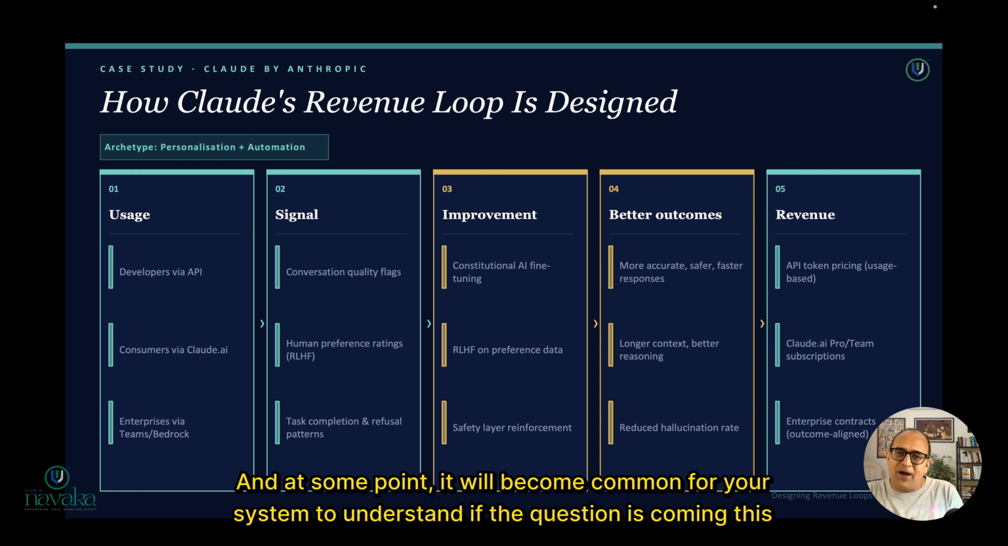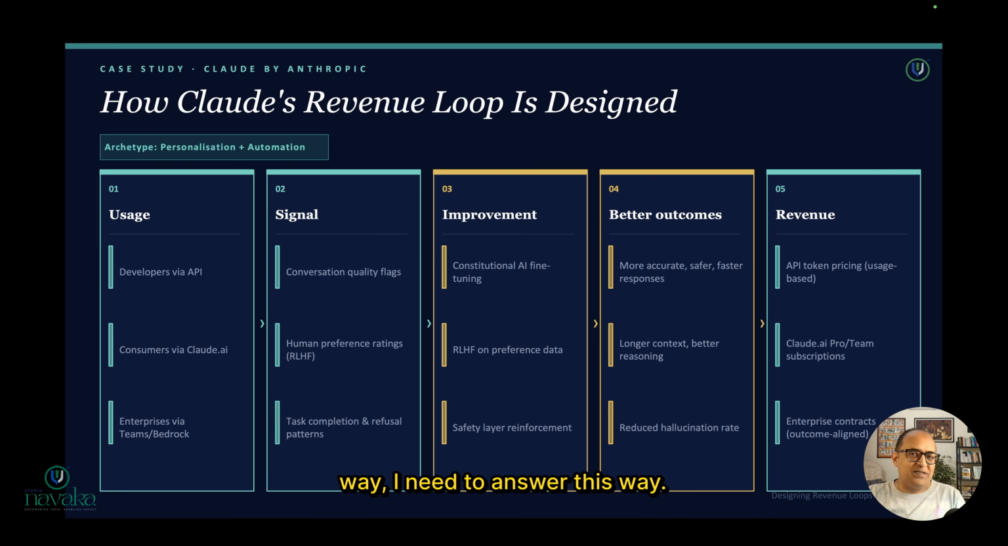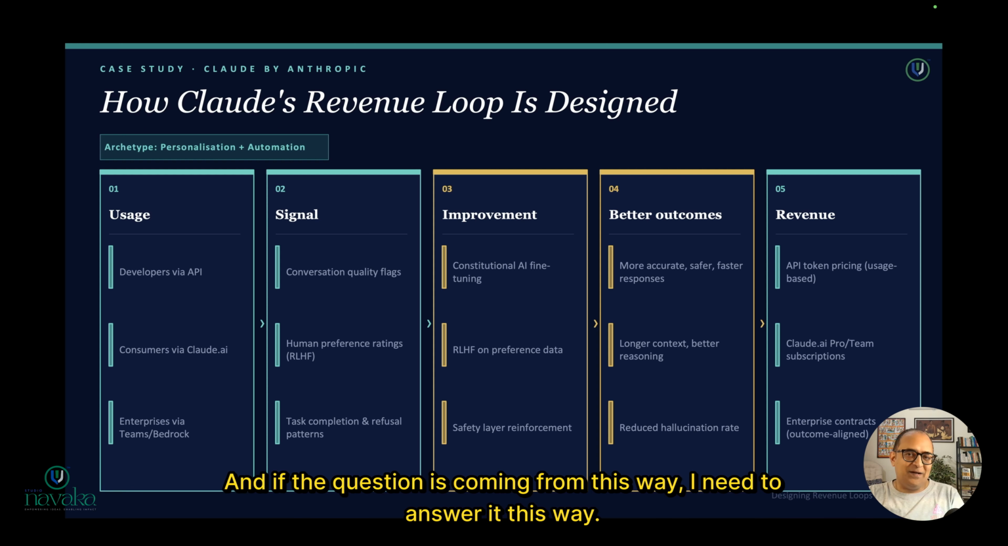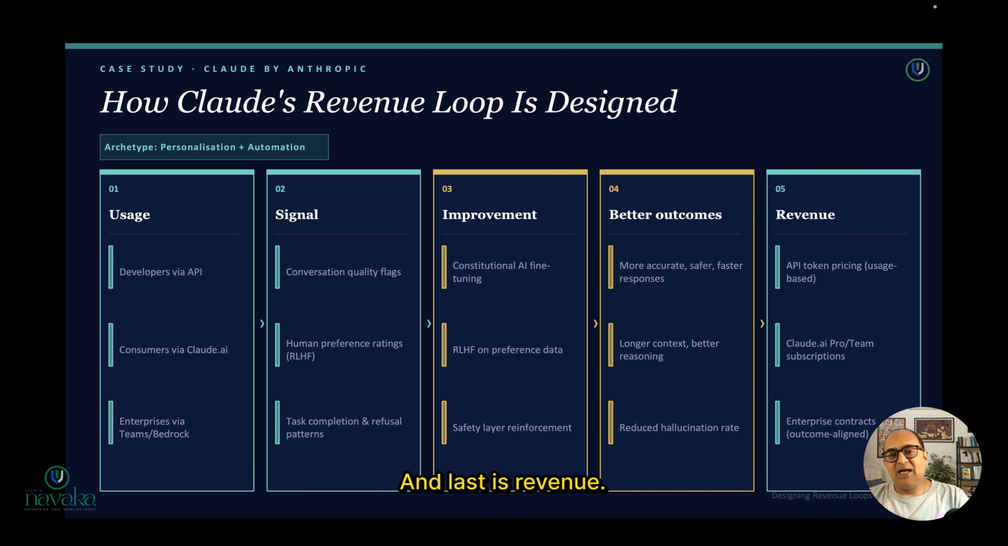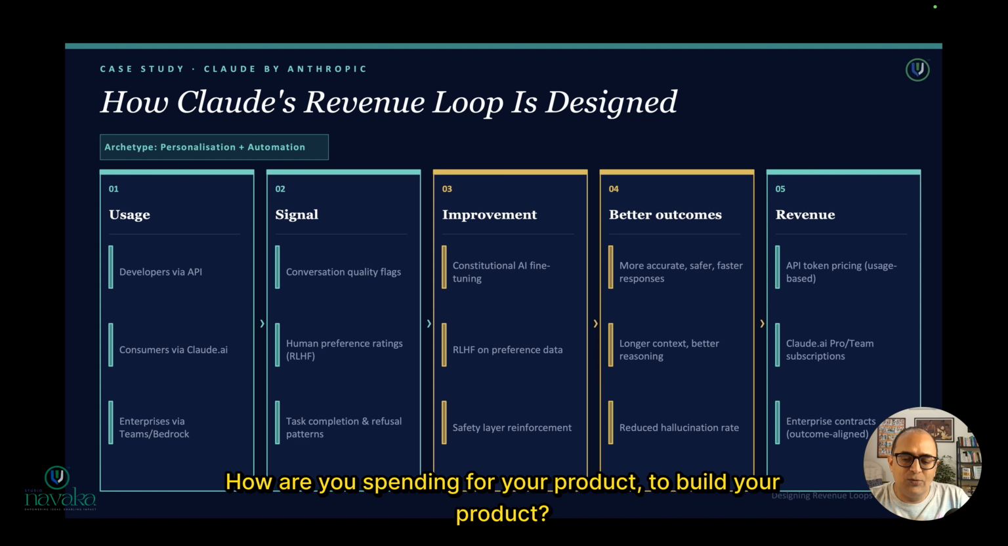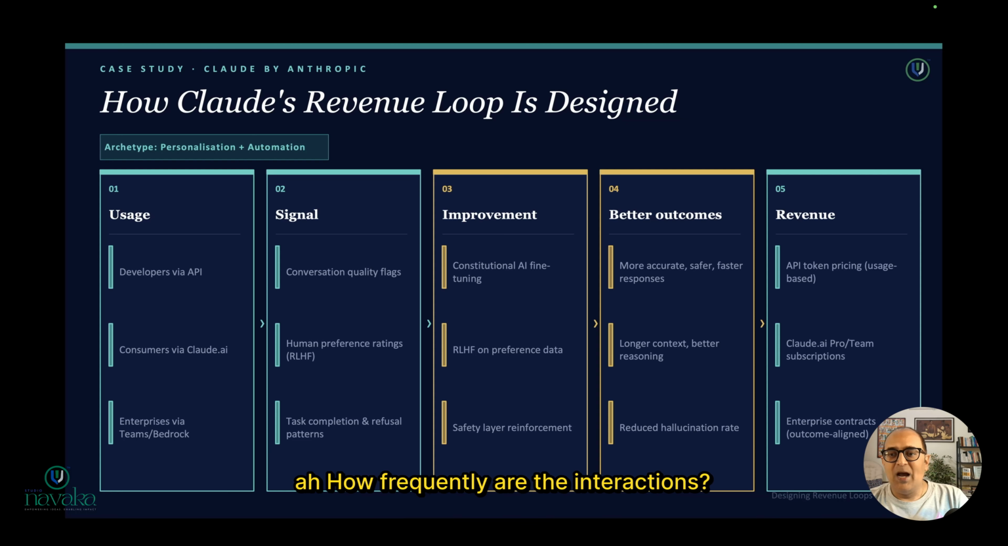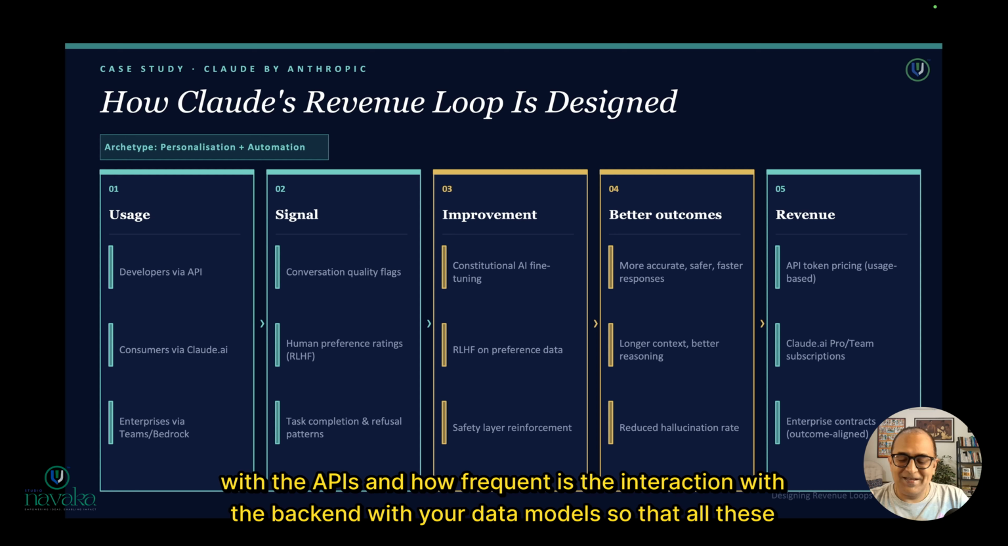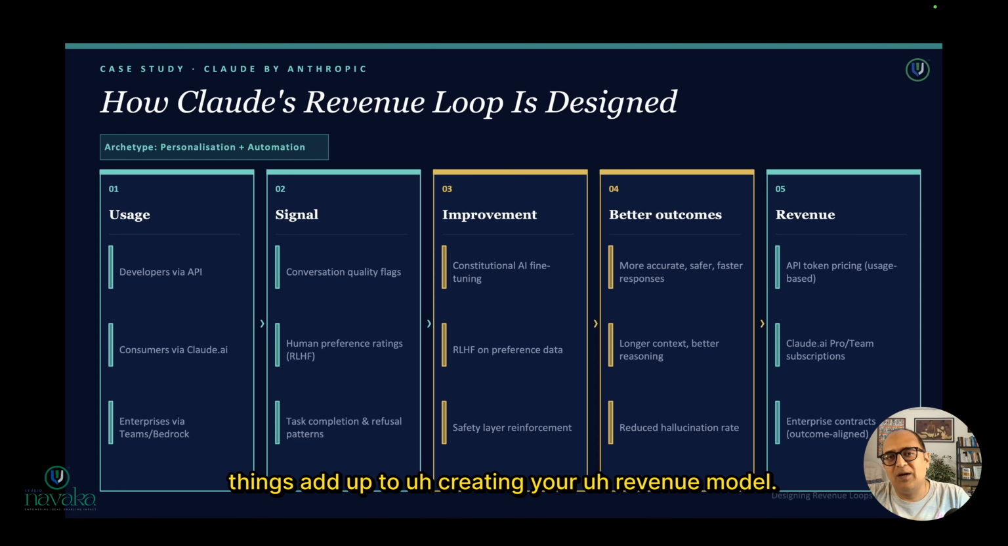And at some point, it will become common for your system to understand that if the question is coming this way, I need to answer this way, and if the question is coming that way, I need to answer it this way. And last is revenue. How are you spending to build your product, and how are you going to charge? How frequently are the interactions with the APIs, and how frequent is the interaction with the backend with your data models? All these things add up to creating your revenue model.